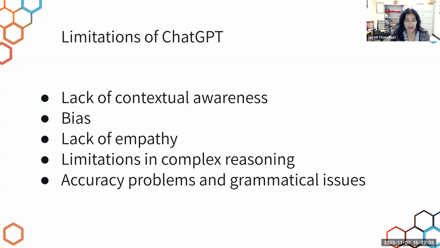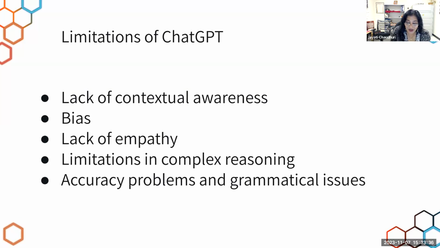Okay, the next one is lack of empathy. Because this is still a machine we are talking to, it is unable to comprehend thoughts and sentiments and provides inappropriate information due to lack of feelings. Also, it has been seen that ChatGPT still struggles with complicated reasoning and problem-solving activities. It also has problems with providing accurate information and sometimes gives grammatical errors.